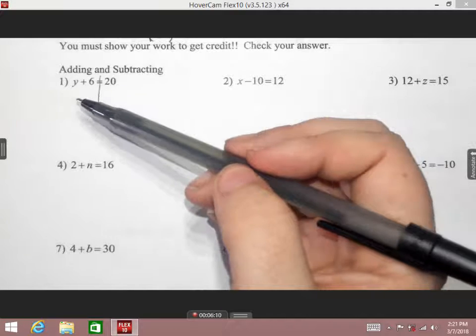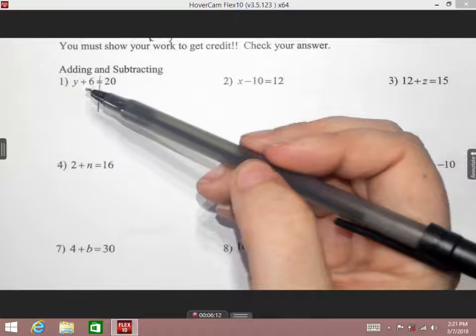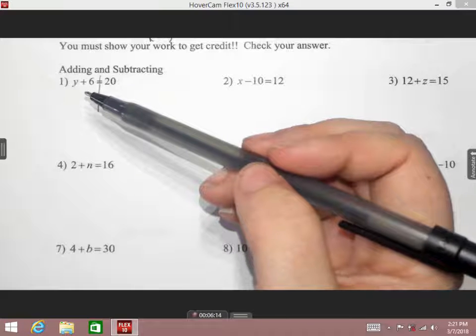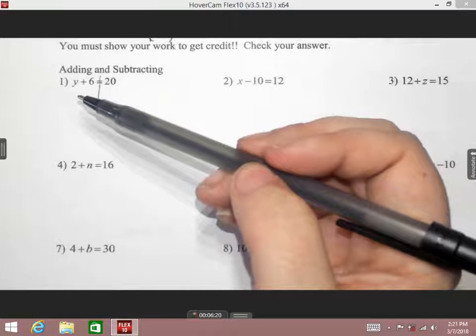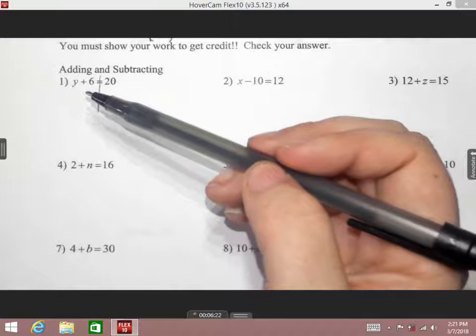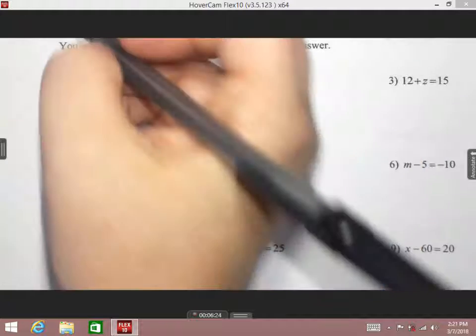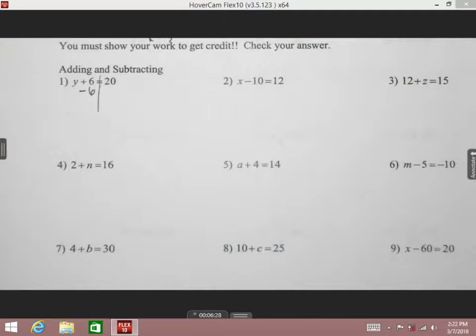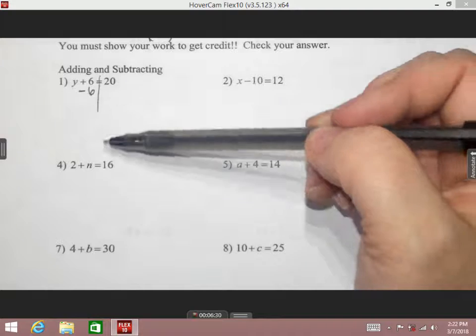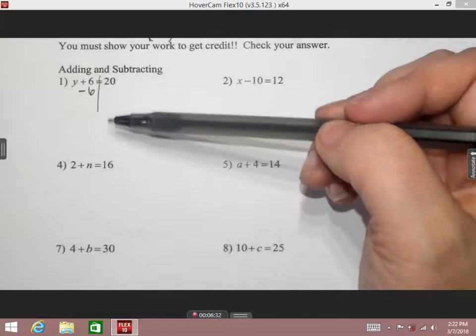All right. So we have this plus 6 that we need to get rid of. Again, what is our tool? What are we going to use? Jesse? Inverse operations. Excellent. So what is the inverse of plus 6? Julia? Minus 6. So I'm going to write that underneath. Minus 6.